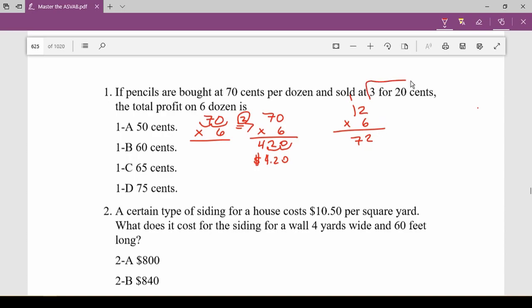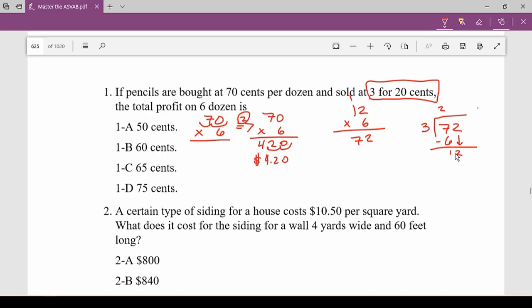And we're selling them 3 for 20 cents. So I'm going to take 72 divided by 3. 3 goes into 7 2 times without going over. Of course, 2 times 3 is 6. 7 minus 6 is 1. You want to bring down this 2.